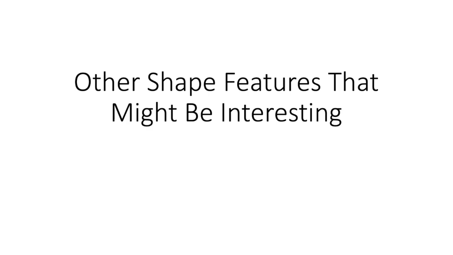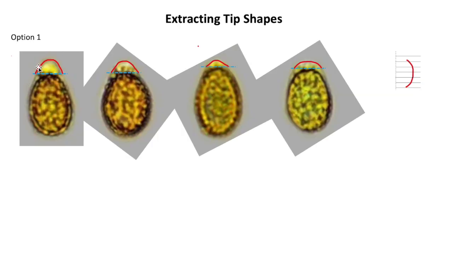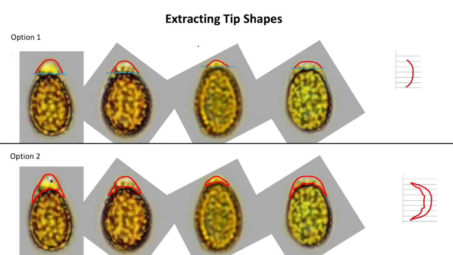So other shape features that might be interesting in this image of spores include subcompartments. For example, here you can trace just the tapered end or the pointy end of these spores, and I would rotate, right, these shapes to be vertical like this and use the parallel grid option, okay, in Shape Genie. An alternative is to outline the full shape of the cap and then rotate the cap to be like this, and then apply the parallel grid processing system in Shape Genie.